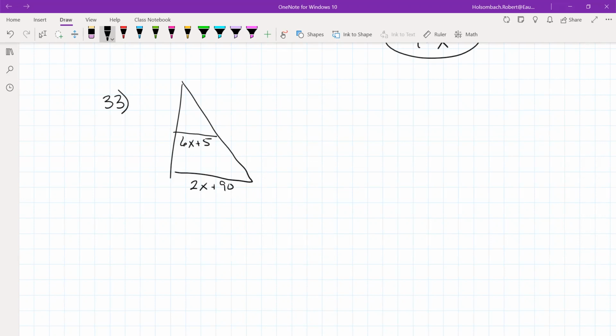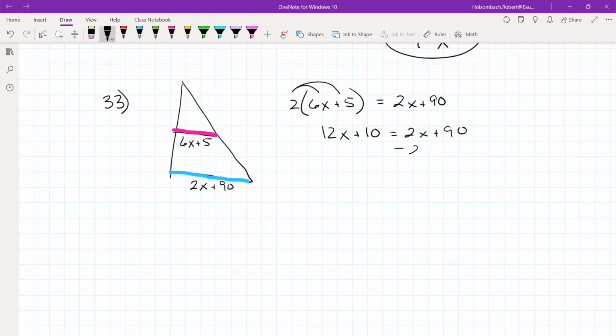The other way that we can write this is that this mid-segment, if it's half of its third side, then the mid-segment times 2 equals the third side. So that's the second way we can write an equation that deals with mid-segment. So we can say that 2 times 6x plus 5 is equal to 2x plus 90. Using the distributive property on the left, we get 12x plus 10 equals 2x plus 90.